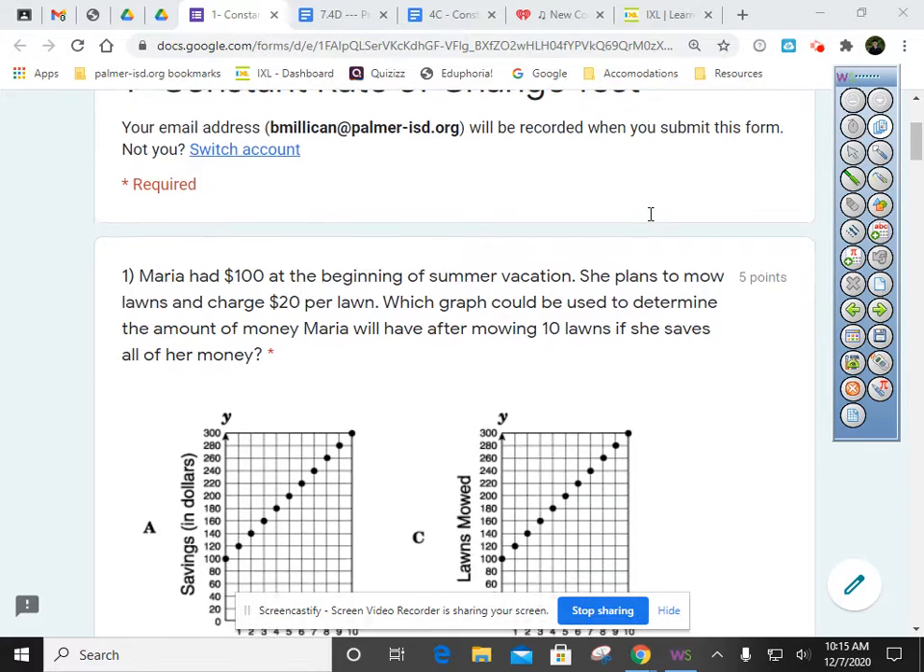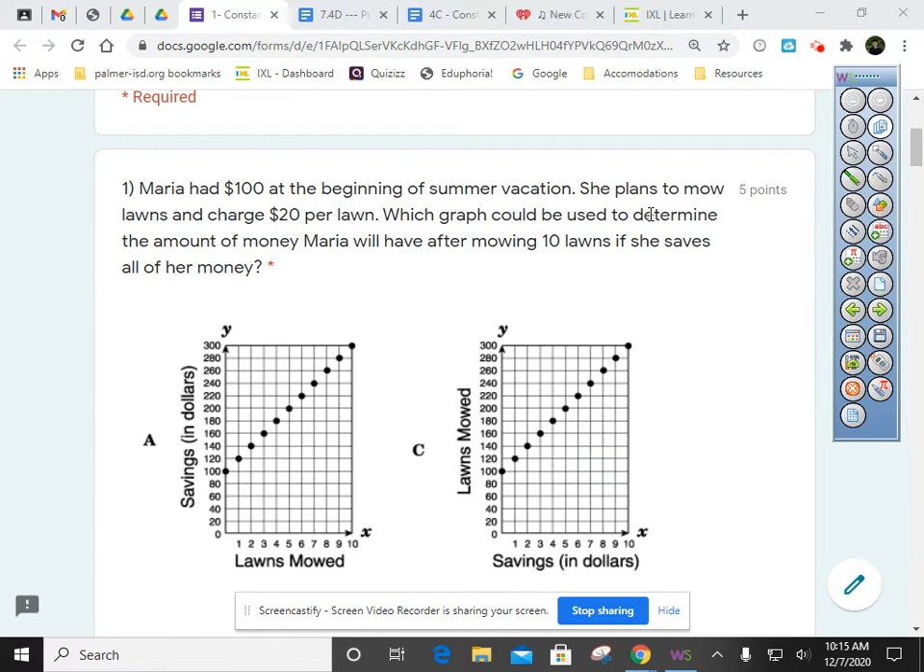This is the constant rate of change test. I'm going to read and show you how to do it. I really want you to stay with me. Please do not go ahead. And once again, if you have any questions for me, you are allowed to save them until tomorrow when I get back. You do not, I repeat, you do not have to submit today.